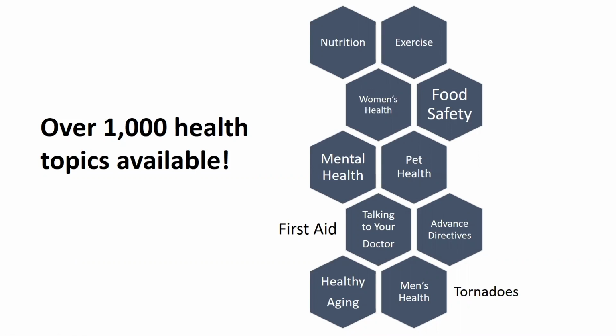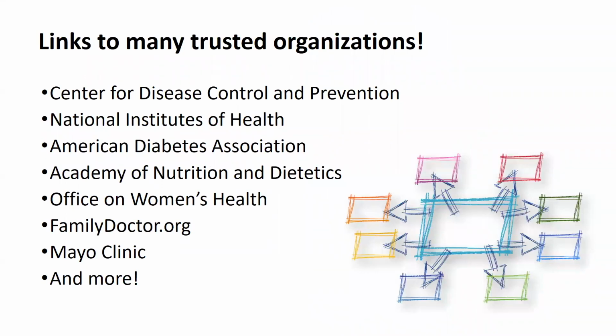So not just diseases, but things like first aid, disaster preparedness. We're in tornado season here in Nebraska. So they have a topic page on tornadoes. If you have a pet, they have a section on pet health. If you want to learn about talking to your doctor or things like that, they have those topics covered as well. And as I mentioned, they link to many other trusted organizations. So federal government agencies, national organizations and associations, Mayo Clinic, and many others.